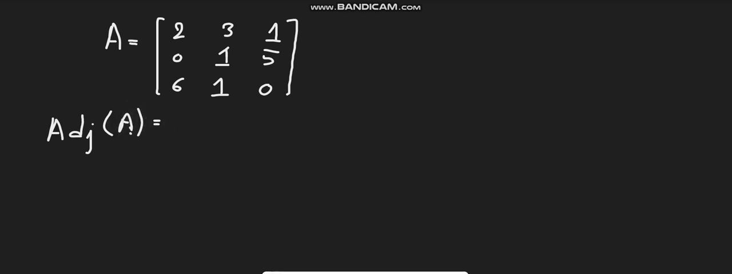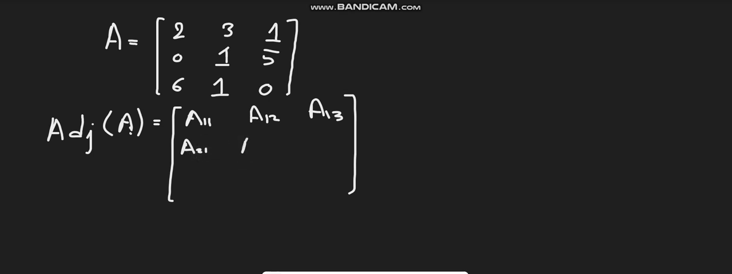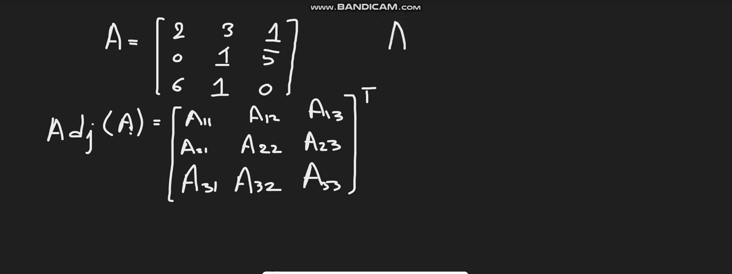So adjoint of A can be represented as a square matrix whose entries will consist of A11, A12, A13, then A21, A22, A23, A31, A32, and A33. And ultimately you will have to take the transpose of it as well. In order to find the A11, we need the information of the cofactor and the minor.